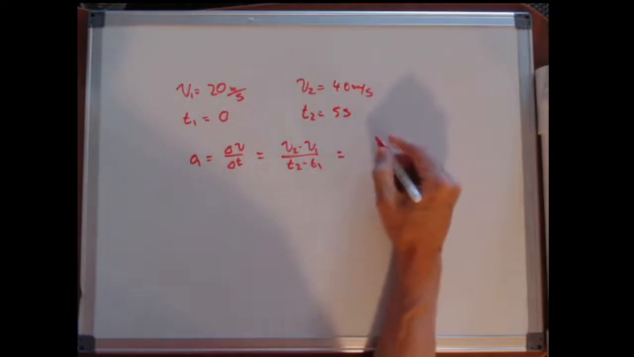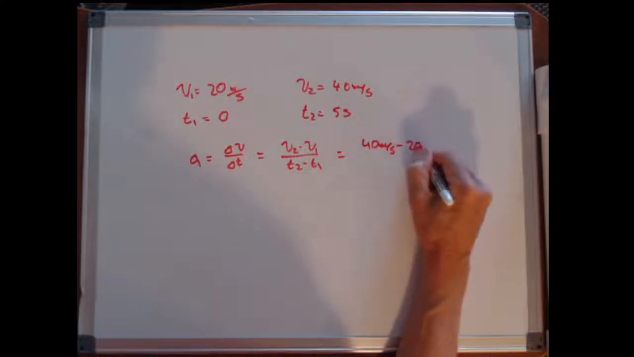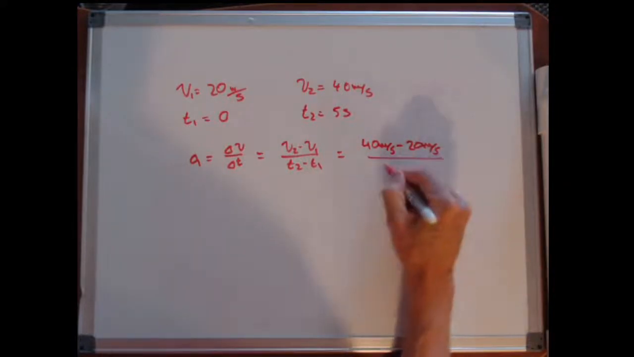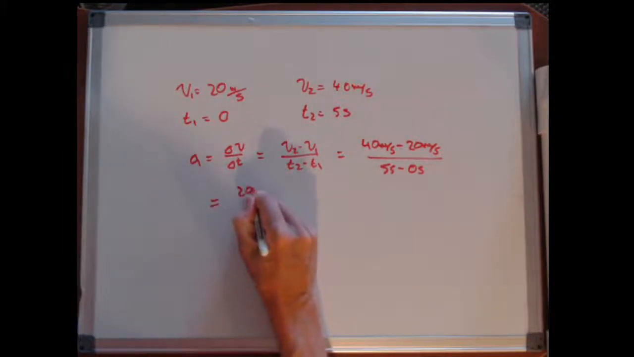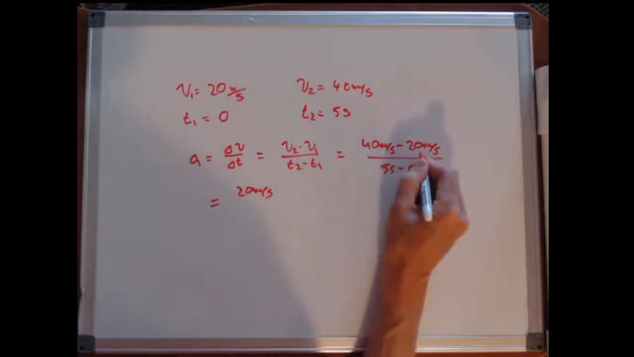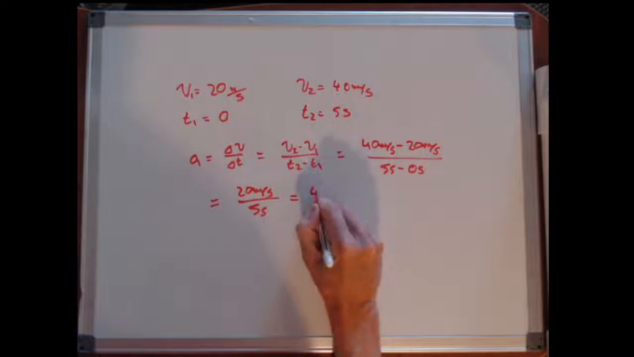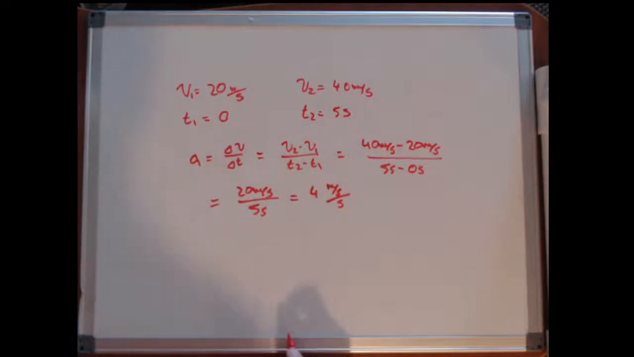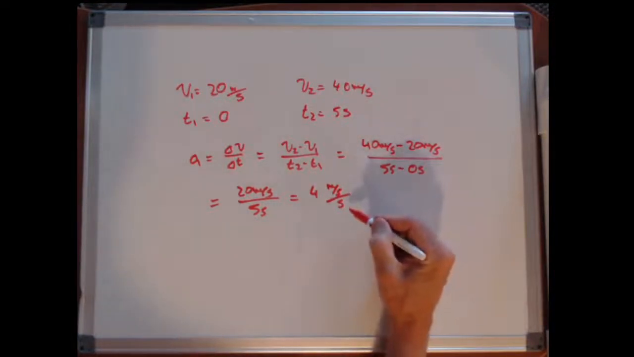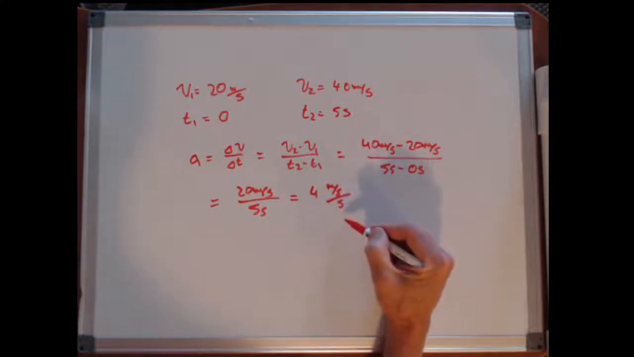In this case, that's 40 meters per second minus 20 meters per second over 5 seconds minus 0 seconds, and that's equal to 20 meters per second, because 40 minus 20 is 20, over 5 seconds, and that's 4, because 20 divided by 5 is 4, and it's meters per second, right? That's what that is. And these units should sort of make sense to you, right? It's 4 meters per second every second.